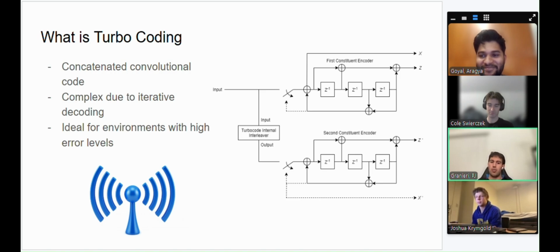Turbo codes also really shine in high noise environments due to that reason, like mobile and satellite communications. This is due to their ability to achieve a near optimal error correction rate, and they're a great choice where severe error conditions are common.